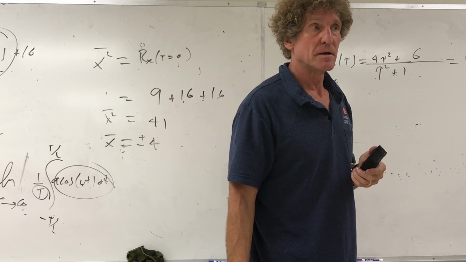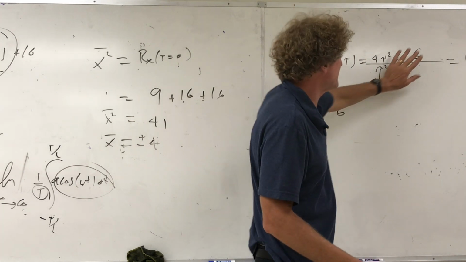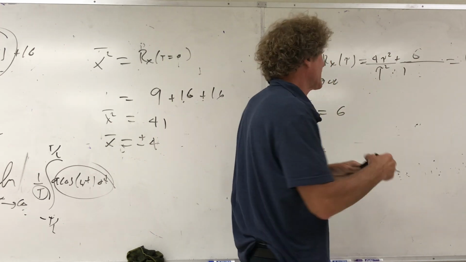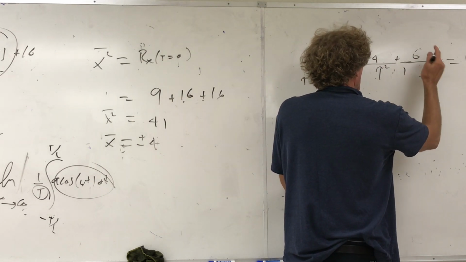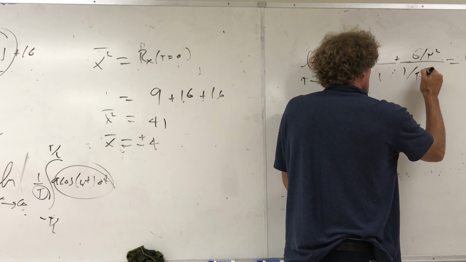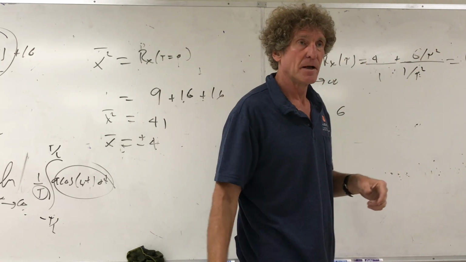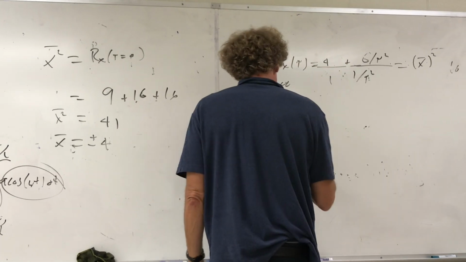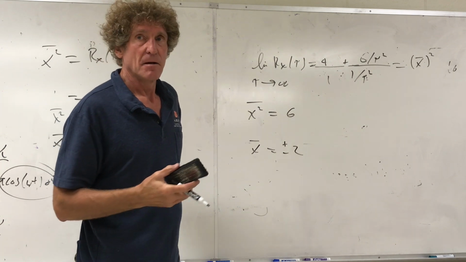Should be square root of 4. What is this? Tau goes to infinity, so these two terms don't matter. Just divide top and bottom by tau squared, and you get 4 plus 6 over tau squared, over 1 plus 1 over tau squared. If tau is going to infinity, those terms are gone. So it's really 4 over 1, or this is plus or minus 2. By the way, is this one of the answers and that one of the answers? Yes, that's what it is.